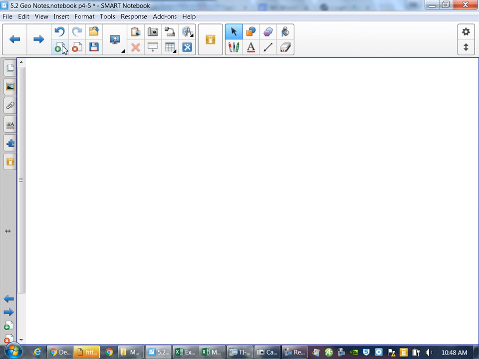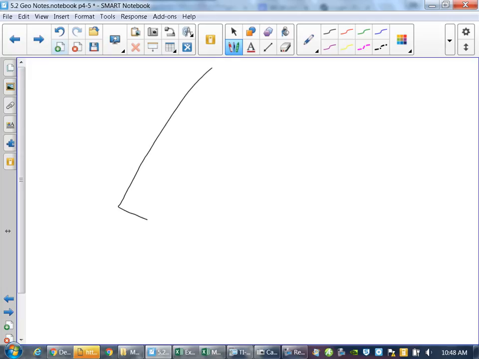So, in a triangle, how many sides do you have? 3 of them. Which means, how many different perpendicular bisectors could you have in a triangle? 3. 1 for each side.